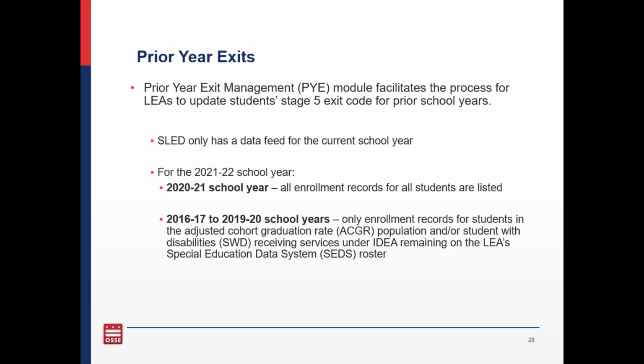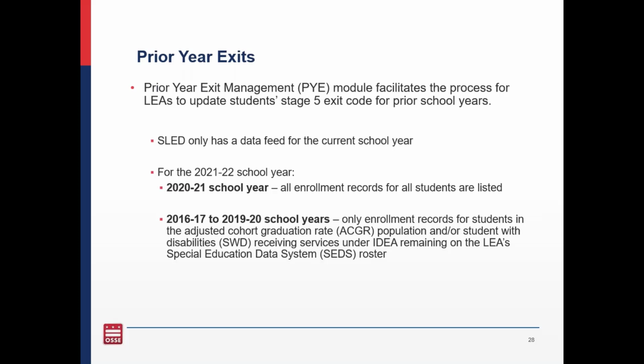And therefore, the prior year exit module was built so that we can receive the exit codes for the last 5 to 6 academic years for one specific LEA in the district. Essentially, you can go into this module and see all the enrollment records that have been sent from your LEA. If the exit code is unlocked, you can go ahead and change that exit code.